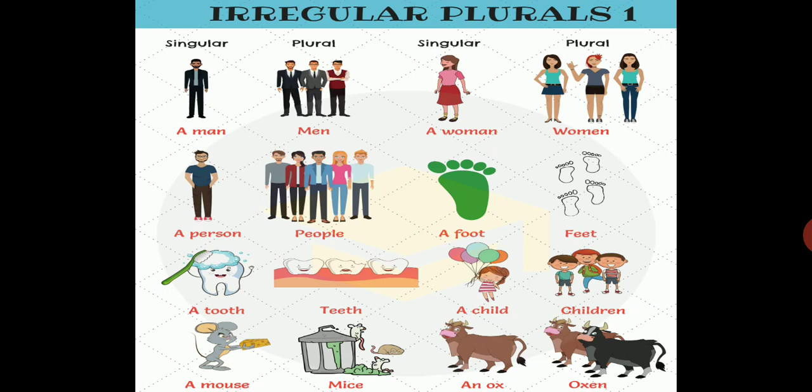In these examples, look here, man and woman. When we make them in a plural form, the pronunciation remains same. Only one letter will be changed in the spelling.